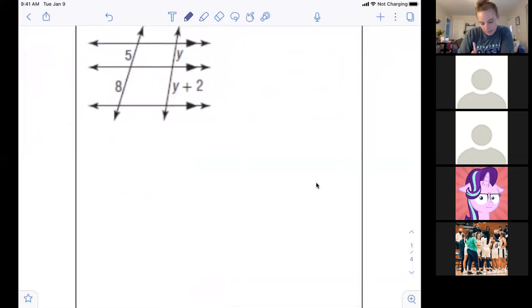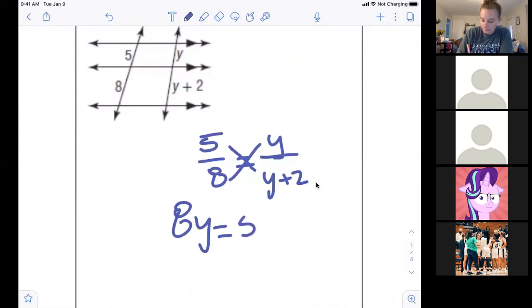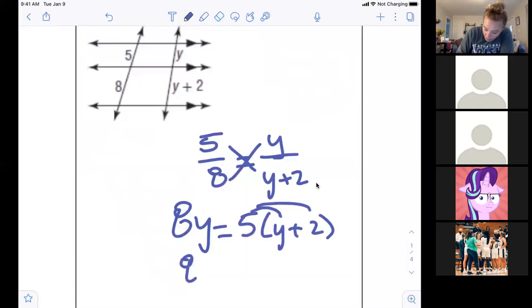5 over 8 equals y over y plus 2. 5 over 8 equals y over y plus 2. And again, there are several ways you could write it. So even if you didn't write it the same way Maggie did, make sure when you cross multiply, 8 times y is 8y, and then 5 times y plus 2. As long as you get to this step, your proportion is fine. Distribute that 5 into my y and my 2. So I get 8y equals 5y plus 10.